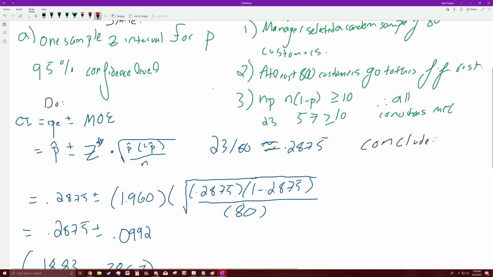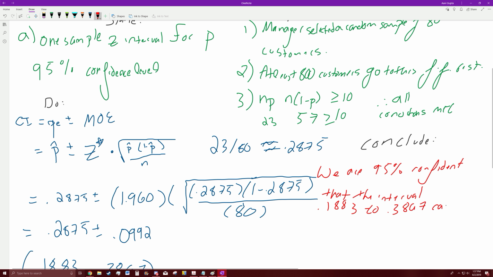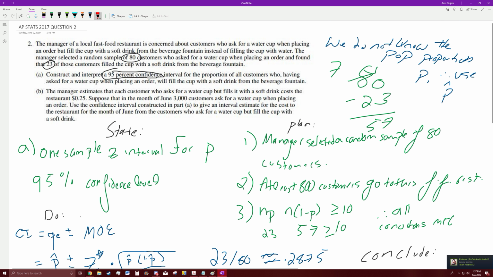Okay, now we can say we are 95% confident that the interval 0.1883 to 0.3867 captures... I think, and this is given.